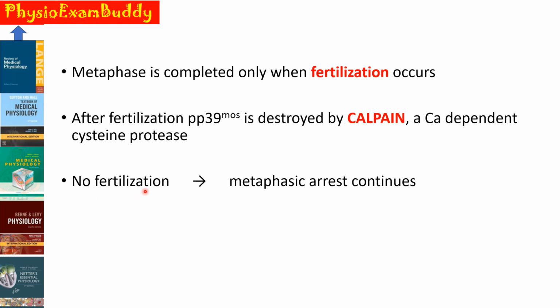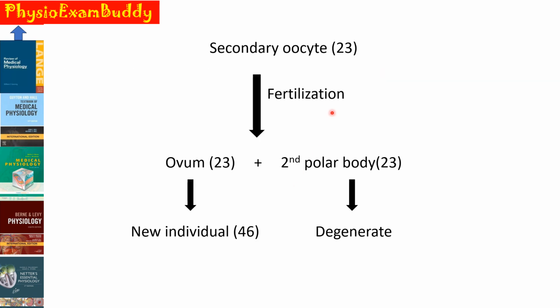If there is no fertilization, there will be no destruction of this pp39-MOS, so the metaphasic arrest of the follicle continues. Once fertilization occurs, the secondary oocyte is converted into the mature ovum, again containing 23 chromosomes. And once fertilization happens with the help of the sperm, a new individual having 46 chromosomes will be formed. Along with the mature ovum, a second polar body is also formed containing 23 chromosomes, which will degenerate.